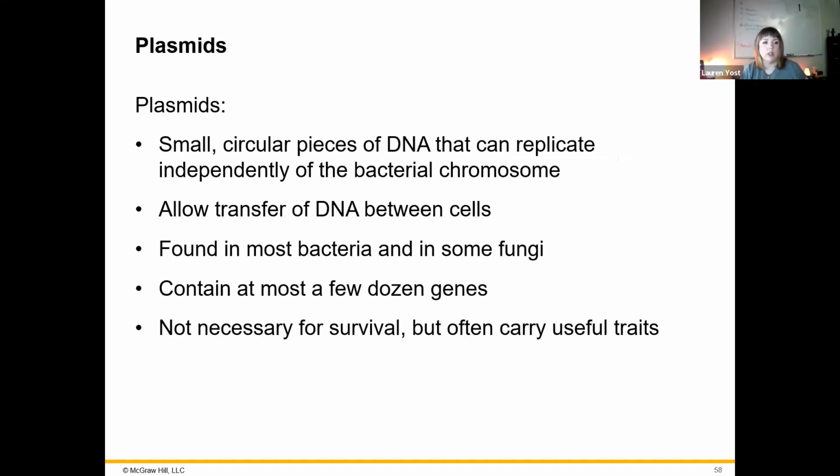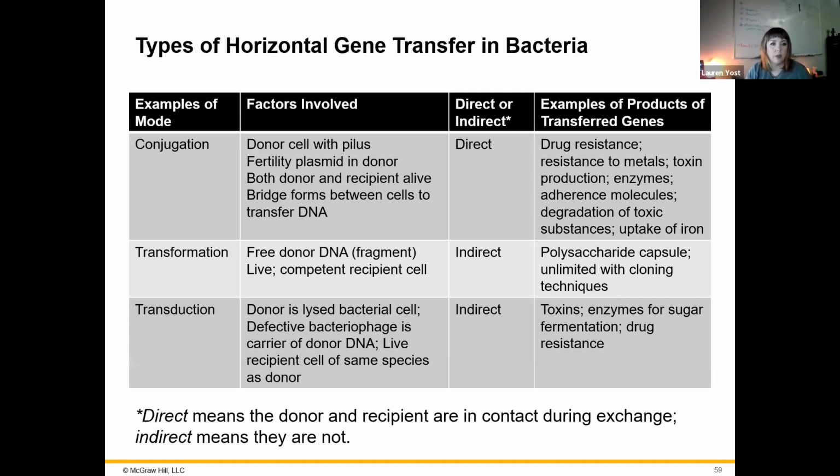Plasmids, we already talked about this. Circular DNA has extra genes. They're not necessary for survival. That's important. They're not necessary for survival, but they can have useful traits like antibiotic resistance.